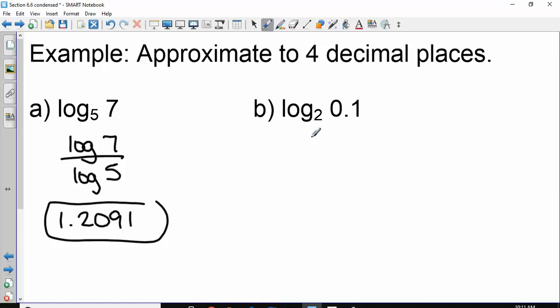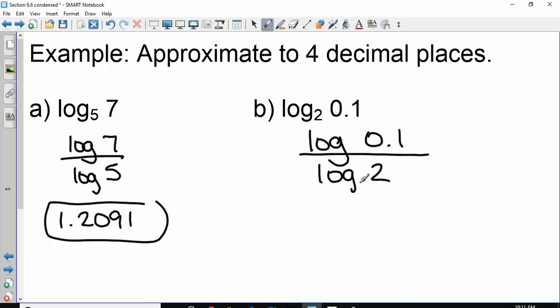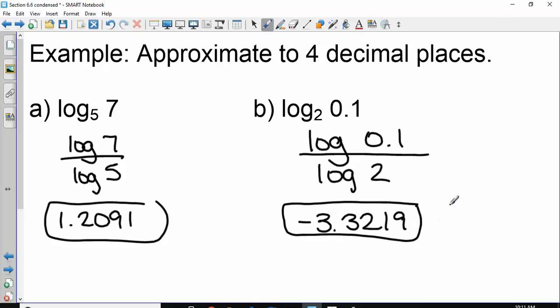So what would we do for B? Same thing. So it'd be log of, and so that gives us maybe 3.3219. Okay, I put another set of examples with these, we need to do them.